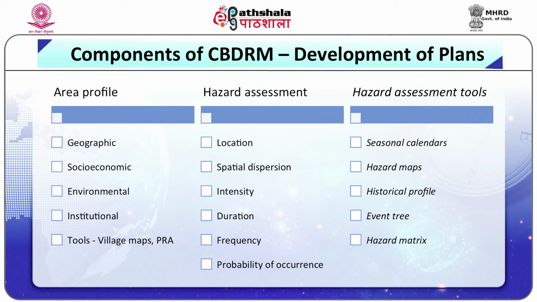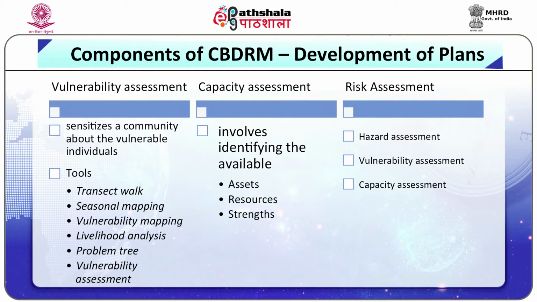Number 3, historical profile, used to understand the past hazards that the region has witnessed and their nature and characteristics. It enables community youngsters to understand the evolution of risk and the emerging risk. Number 4, event tree, helps identify secondary hazards. Number 5, hazard matrix, used to prioritize the hazards based on their probability and extent of impact. B, the process of vulnerability assessment sensitizes a community about the vulnerable individuals and helps in generating public awareness.